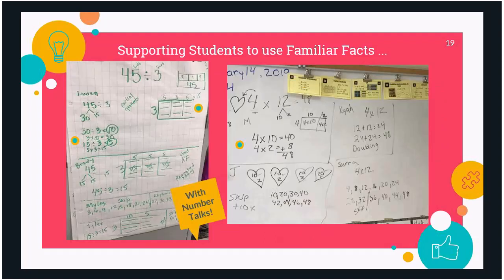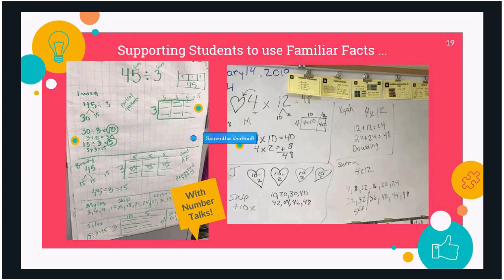Here are some examples from number talks from classes in our board. In this first example, Lauren is using her connection between multiplication and division to solve 45 divided by 3. She knows that 3 times 10 equals 30, so she knows 30 divided by 3 is 10. And then with her remaining 15, she knows 5 times 3 equals 15, so she's able to solve 15 divided by 3.